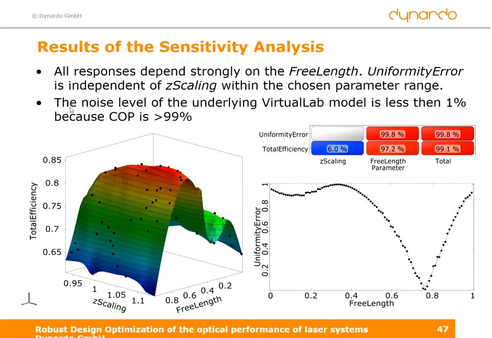What I also want to point out is that you find out by this total COP that your noise level of the underlying numerical model is less than 1%, because of this very high COP. The COP explains only the variation, or everything that is varying due to the inputs, but it cannot explain a noise. That's why the remaining 1% cannot be explained, and that's why it must be noise.